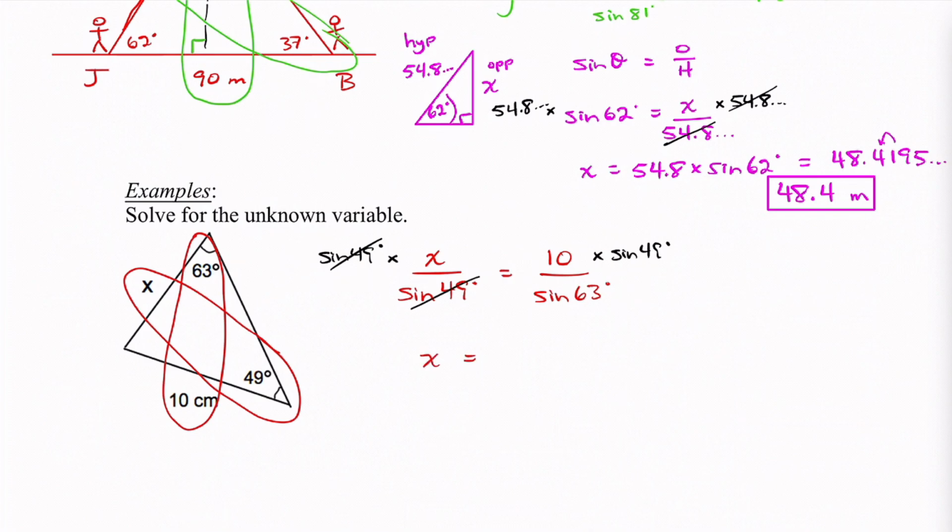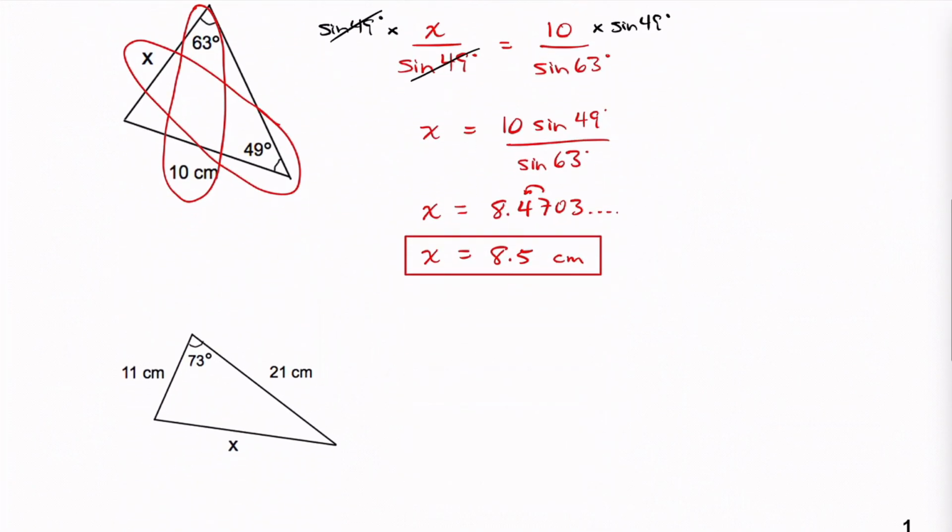And so we get x equals 10 times sine of 49, all divided by sine of 63. Then I'll put that into my calculator, and that's going to give me x is equal to 8.4703. And then, of course, there's more decimals after that. Then I'm going to round this to the nearest tenth. So that 7 is going to round the 4 up, so I get 8.5, and our units were centimeters.